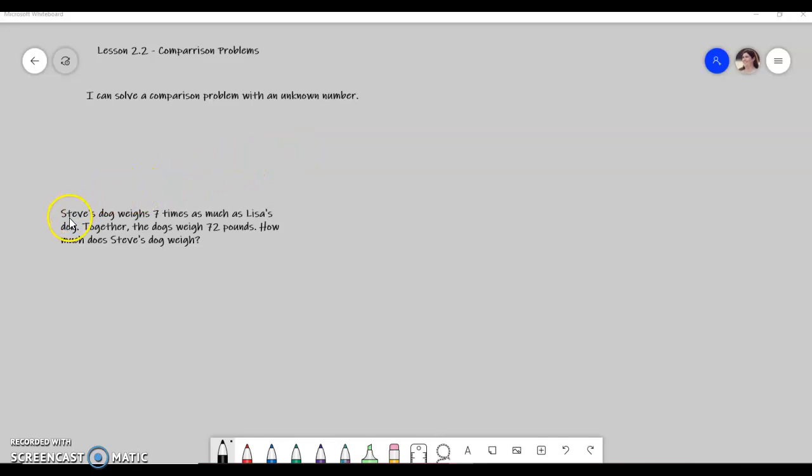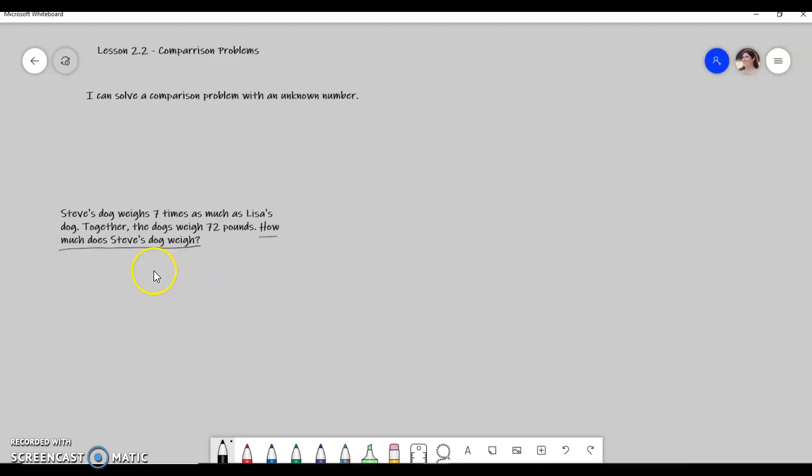So let's look at our problem. Remember, we're going to read through it 3 times. The first time, we're going to read it and look for the question. Steve's dog weighs 7 times as much as Lisa's dog. Together, the dogs weigh 72 pounds. How much does Steve's dog weigh? So what's our question? That's right. How much does Steve's dog weigh?